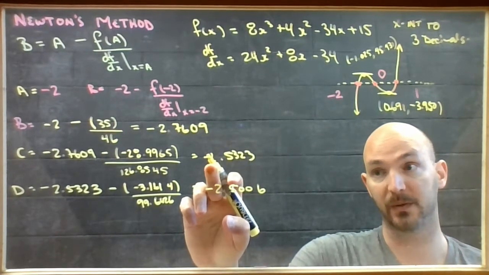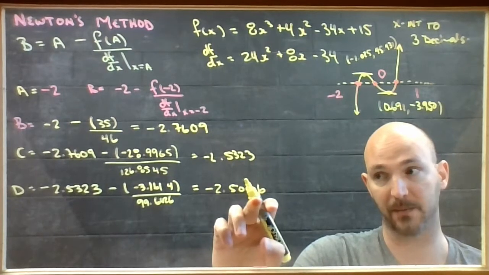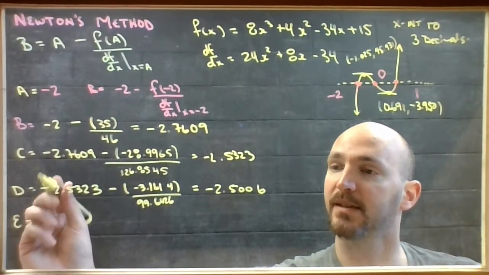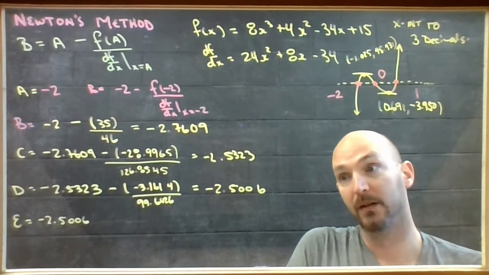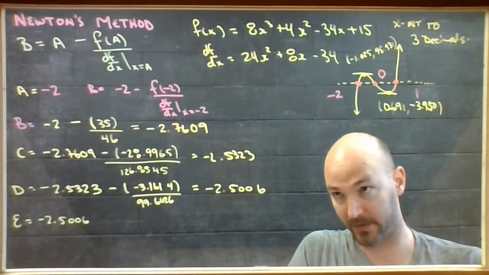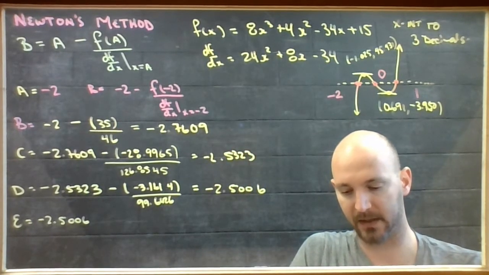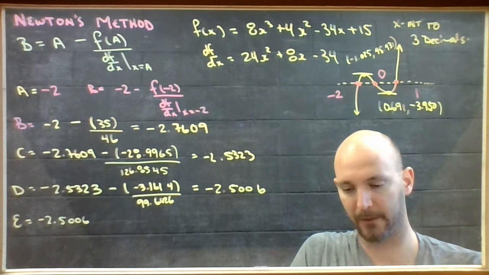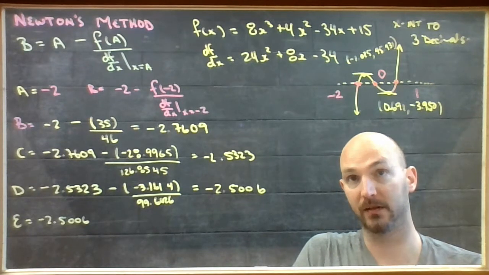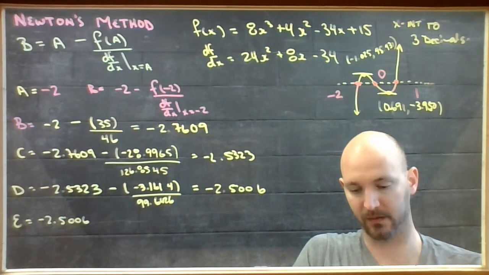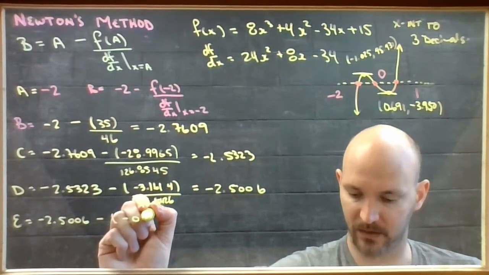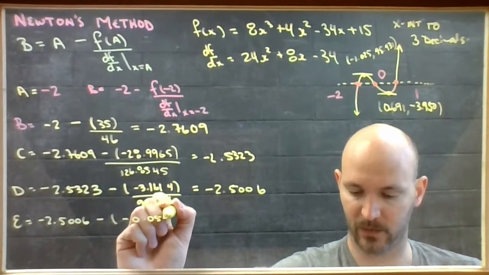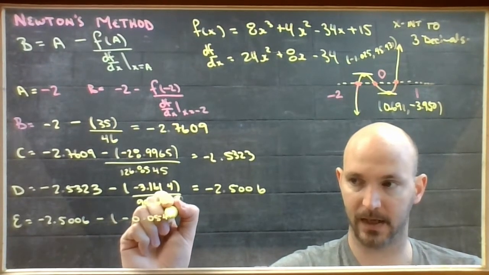So I kept the 2, I kept the 5, and then some business started happening down here. So I'm going to have to do one more guess at least. So park this number into the function like we've done 8 times already. 8 times the answer cubed plus 4 times the answer squared minus 34 times the answer plus 15 gives me negative 0.05499.